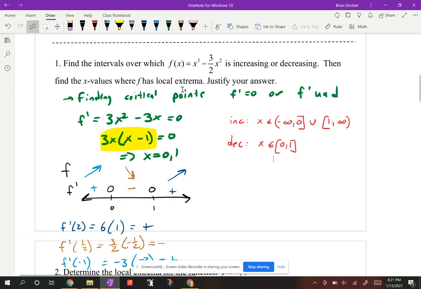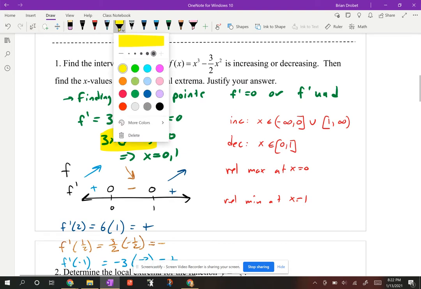And now where do we have local extrema? Well, you can see that at 0, the derivative changes from positive to negative. The function goes from increasing to decreasing. That is a relative maximum at x equals 0. And I'm going to have a relative minimum at x equals 1. Now, why do I have a relative minimum at 1? You see the function changes from decreasing to increasing. Derivative changes from negative to positive.